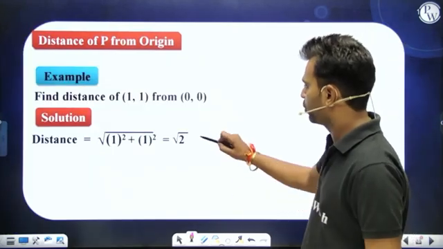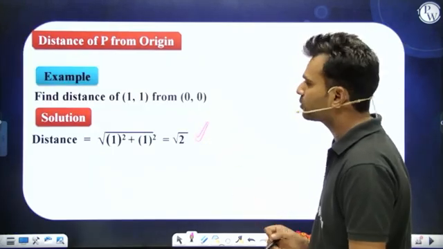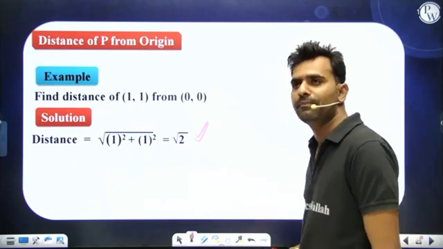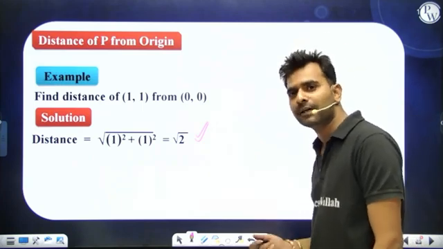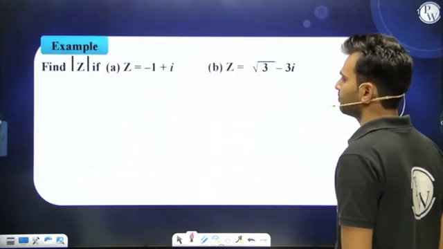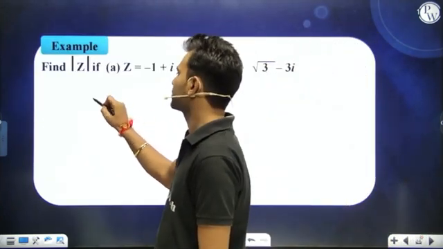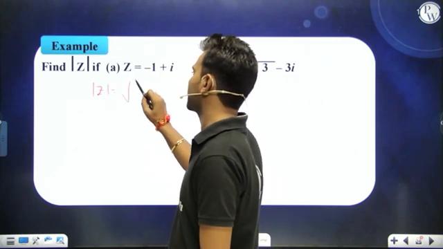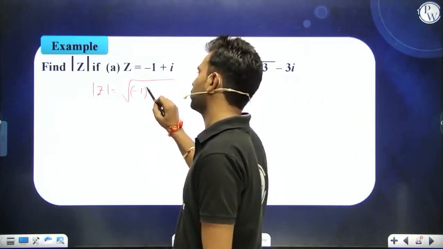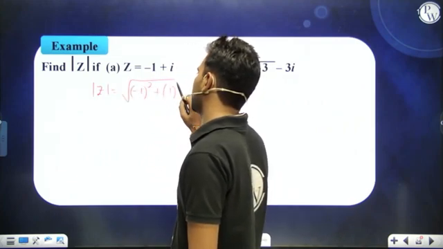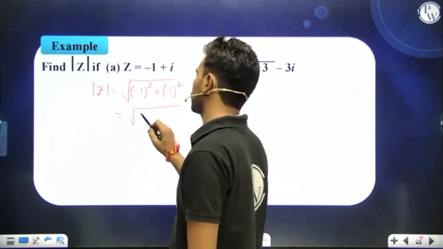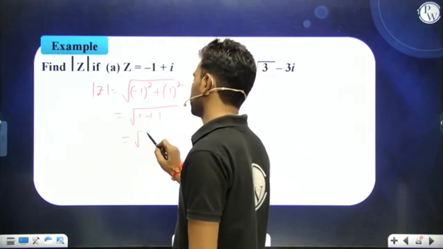Okay, so root 2 is the distance between these 2 points, and also if we ask what is the modulus of the complex number 1 plus iota, that is again equal to root 2 only. Talking about this, finding out mod z in this case, mod z can be written as under root of real part whole square plus imaginary part whole square. So that is equal to under root 1 plus 1, which is again root 2.